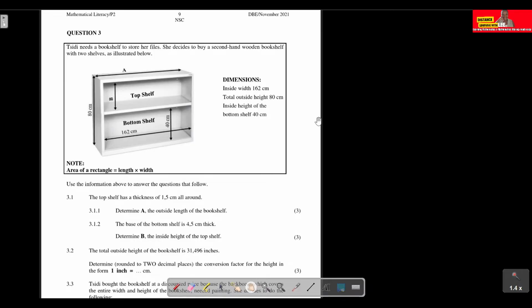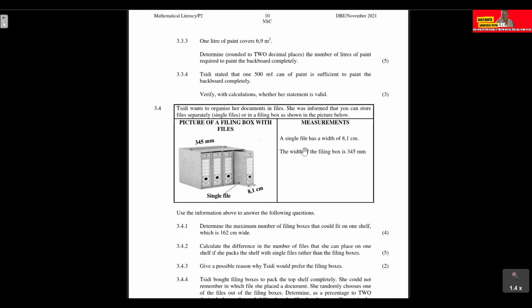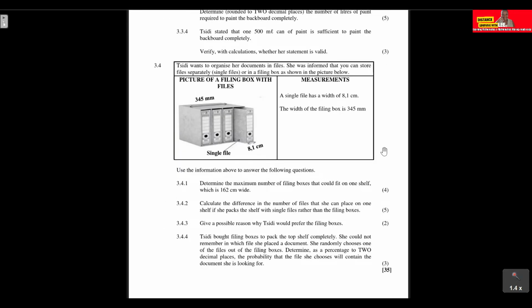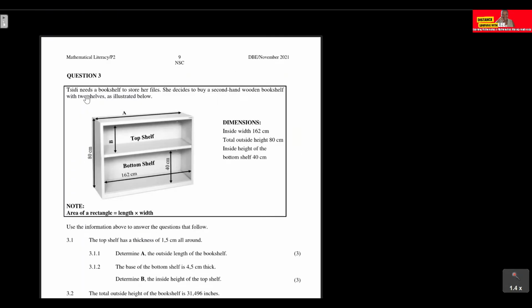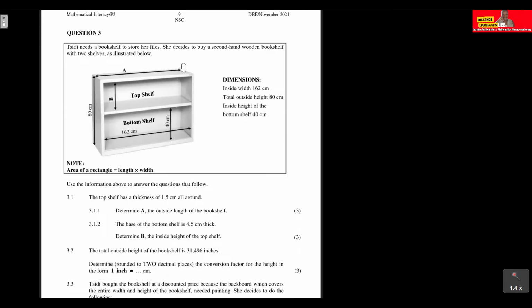With question 3, I did mention that it deals with measurements as well as packaging. So let's get started. It says TD needs a bookshelf to store her files. She decides to buy a second-hand wooden bookshelf with 2 shelves as illustrated below. So she buys a bookshelf, and it has 2 shelves, the top shelf as well as the bottom shelf. We're given the dimensions.